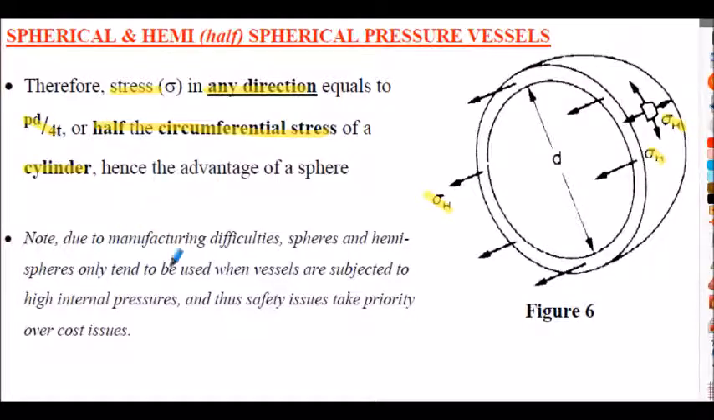As always, though, we've got to be careful with manufacturing issues. If you're going to have a spherical or hemispherical vessel, there are manufacturing concerns to consider. So they do only tend to be used when the vessels are subject to quite high internal pressures. It's more for safety issues. When safety outweighs any cost issues, we go to these spherical or hemispherical considerations. All right, so something to be aware of there.